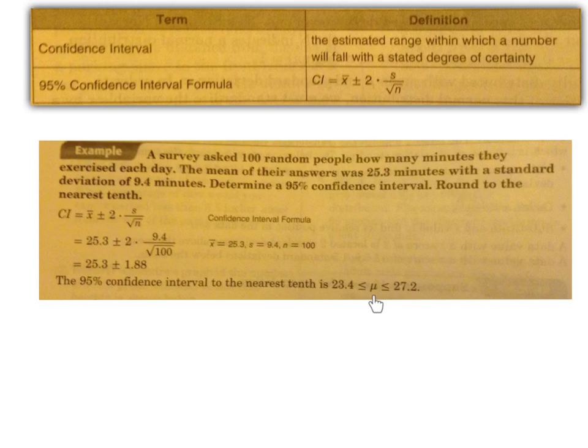So the mu is the mean of the population. So with 95% confidence, we know that the mean for the population lies somewhere between 23.4 hours and 27.2 hours.